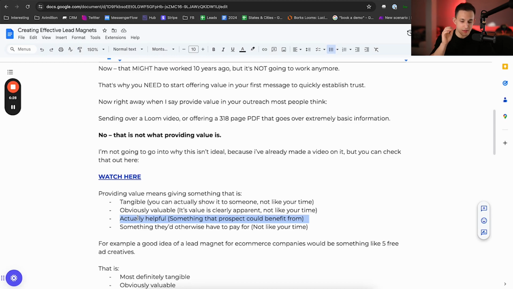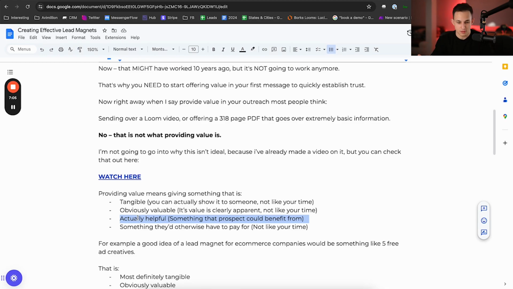Here's another thing. Something they'd otherwise have to pay for. Now, let's just say, hypothetically speaking, you do sell coaching calls, consulting calls. You would think that otherwise they'd have to pay for my time, but they wouldn't, okay? Just because you offer your time at a certain rate, and just because some people may have bought it, that doesn't mean that the prospect you're outreaching to might buy it, okay? Therefore, offering any sort of call, audit, scale-up session, discovery, however you position it, is just not a good lead magnet.